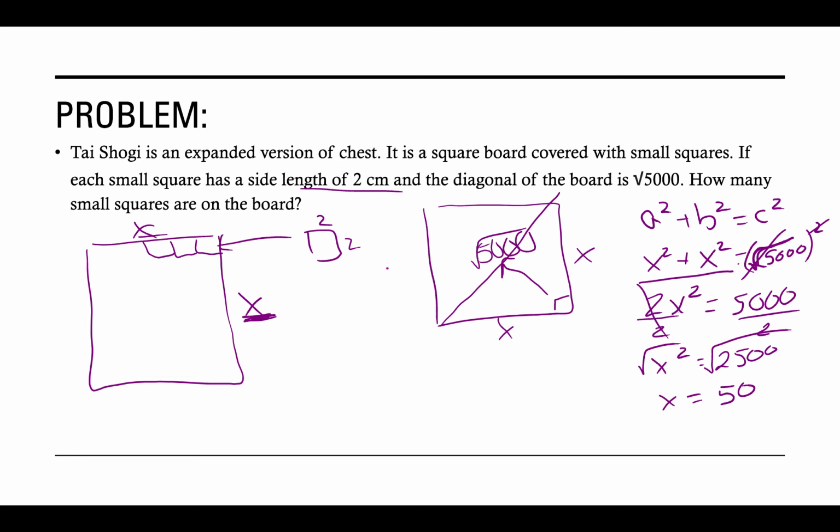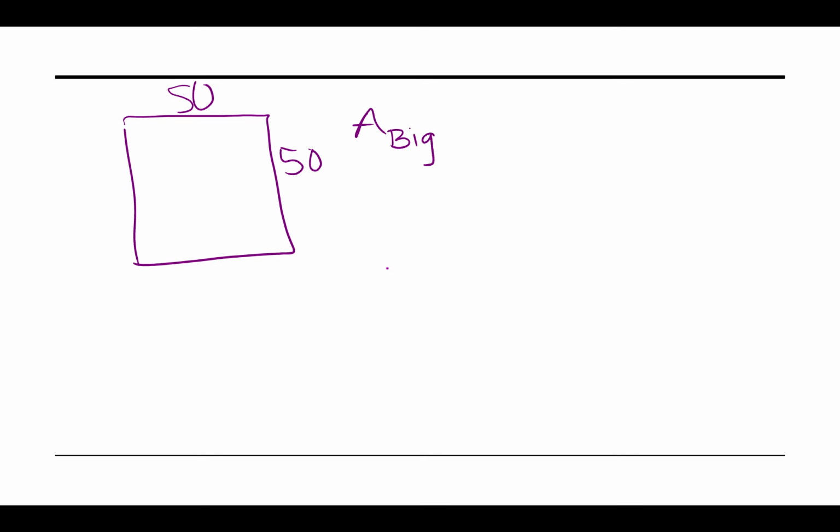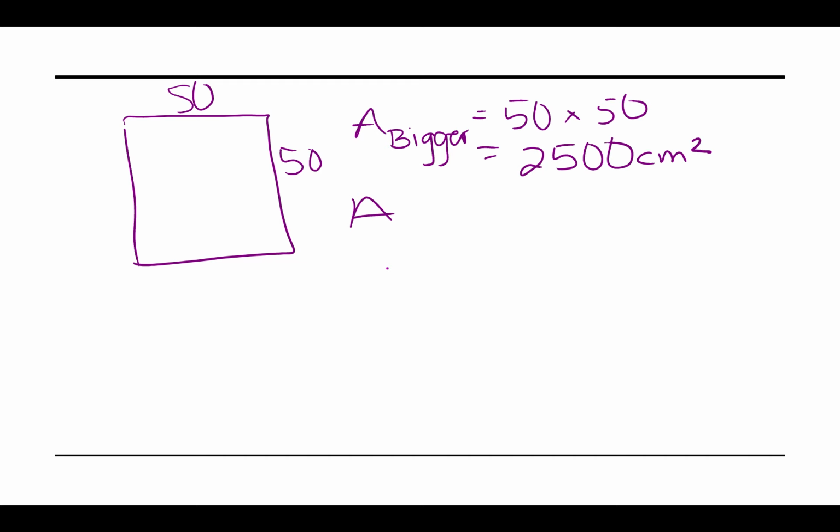So the diagonal we are now done with. We've figured out that each side of our big square is 50. So if we want the area of the big square, it's going to equal 50 times 50, which is 2,500 centimeters squared. Then we want the area of the small one, which is 2 and 2, so 2 times 2 equals 4 centimeters squared.